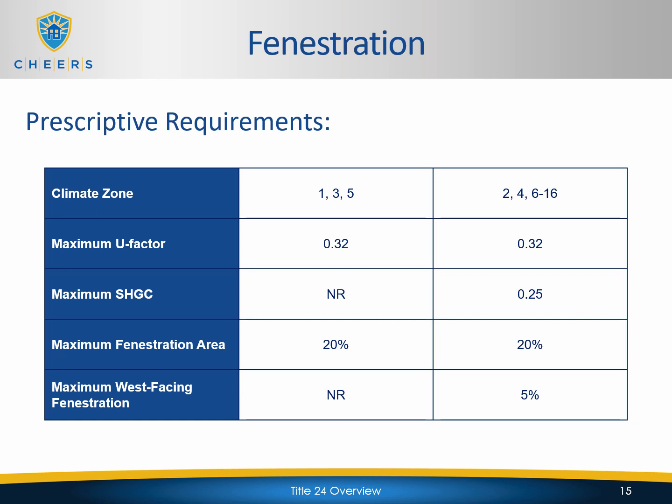Now, the maximum fenestration area that you see at the bottom, you see 20% and you see 5% for climate zone 2, 4, and 6 through 16. What that means is that this particular home, for the prescriptive requirements, cannot have more than 20% fenestration of its conditioned floor area. So basically, no more than 20% of the square footage of the conditioned home can be fenestration, doors or windows, on the walls. And then for climate zone 2, 4, and 6 through 16, no more than 5% can be west facing. If you want to go beyond these values, again, you have to go performance because these are the prescriptive requirements.